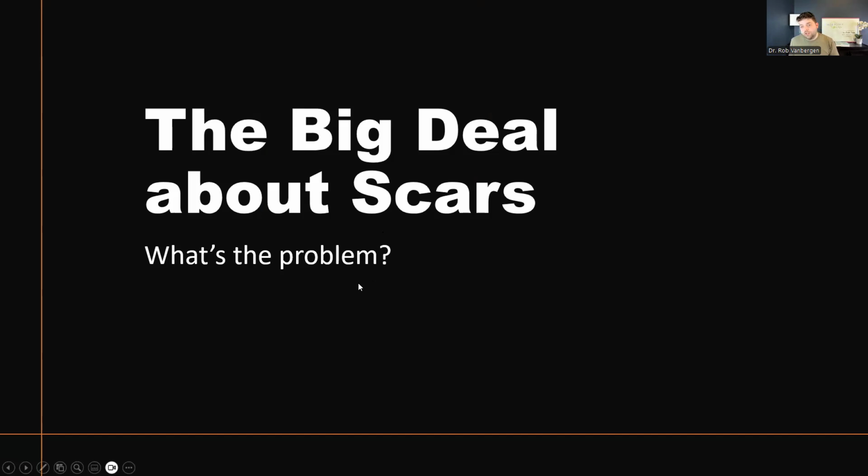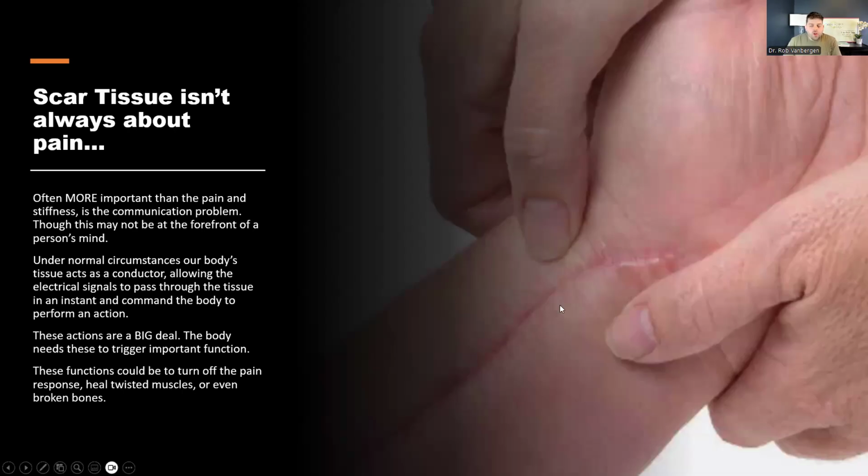So what's the big deal about scars? Everyone has scars. They're a thing that everyone has. So why are they dangerous? Well, scar tissue isn't just about pain. Yes, sometimes it hurts to have scar tissue, but that's not really the worst of it. Often more important than the pain and the stiffness is the communication issue. If you're dealing with the body electric, this is the thing that should be at the forefront of your mind.